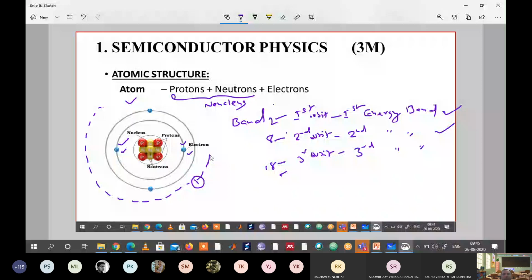So what happens? Suppose I give small energy to this electron present in the last orbit, if I just tap this electron in the last orbit, what happens? It takes energy from sunlight, or if I tap it, it takes energy from the tapping system, and then this electron comes outside into the atmosphere, leaving a hole here. Now this is a hole here.